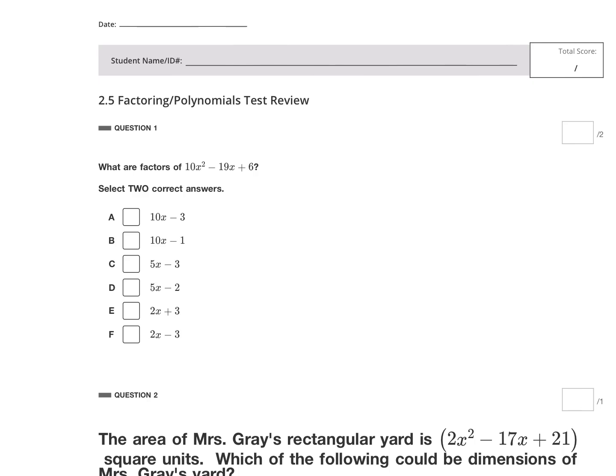Okay, my mathematicians, today I want to go through the factoring polynomials test review. I'm going to work through these problems with you, and that way you have an answer key so you can better prepare for our test. So let's look at the first one.